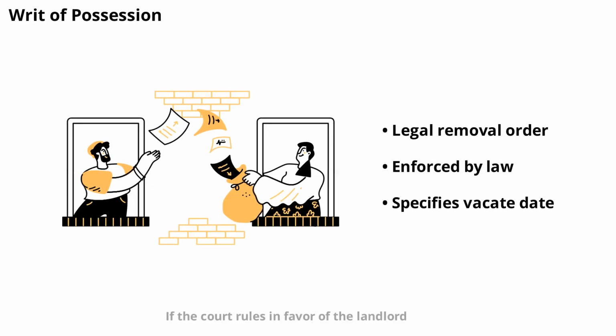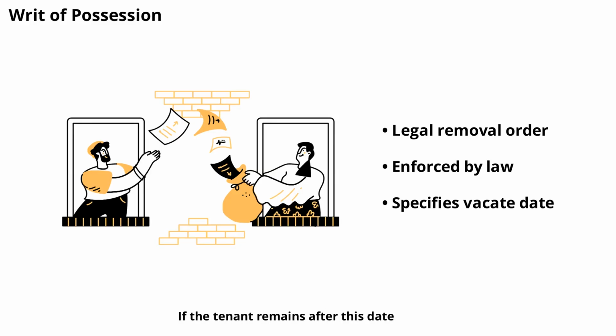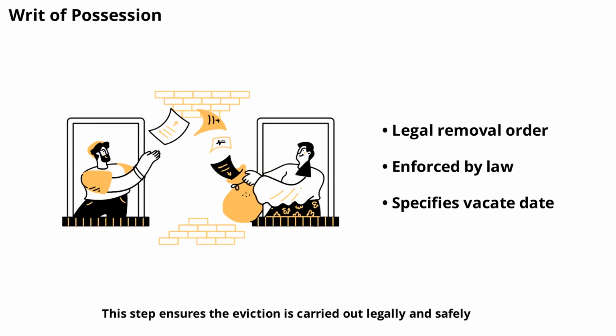If the court rules in favor of the landlord, a writ of possession is issued. This legal document authorizes law enforcement to remove the tenant from the property if they do not leave voluntarily. The writ specifies a date by which the tenant must vacate. If the tenant remains after this date, the sheriff or other officials can physically remove them and their belongings. This step ensures the eviction is carried out legally and safely.